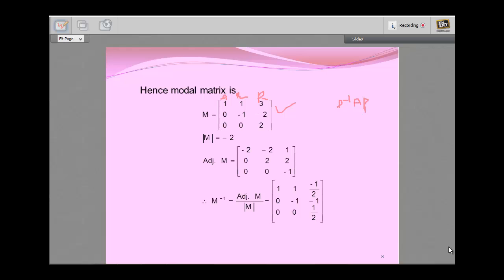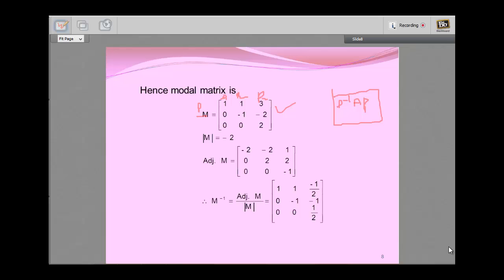This is P. Here they use M, but in my class I use P. So now we have to write P inverse AP. We will find P, and now our aim is to find P inverse. We know the formula to find the inverse. There are two ways to find the inverse. The first way is by the row reduction method.